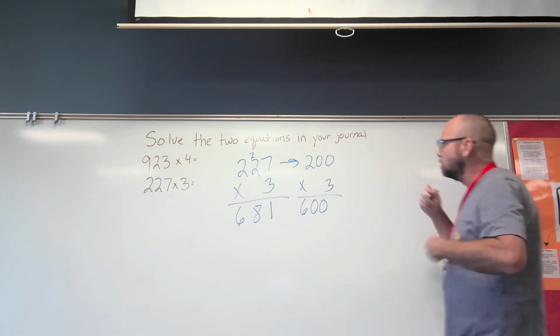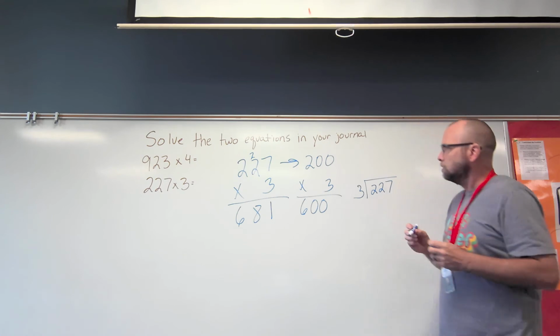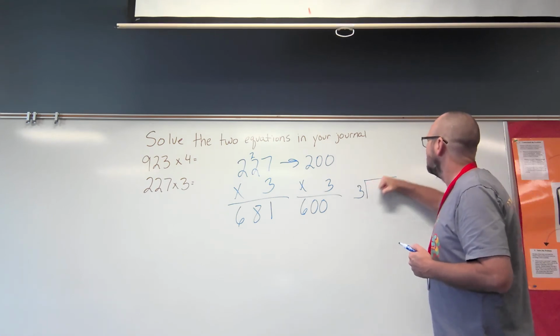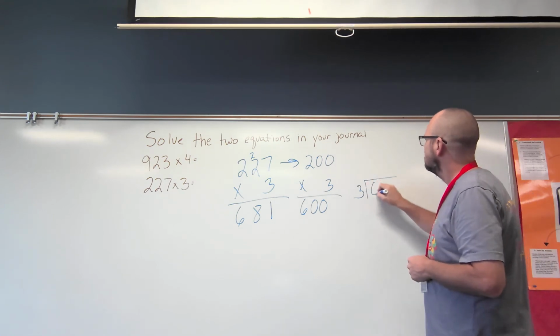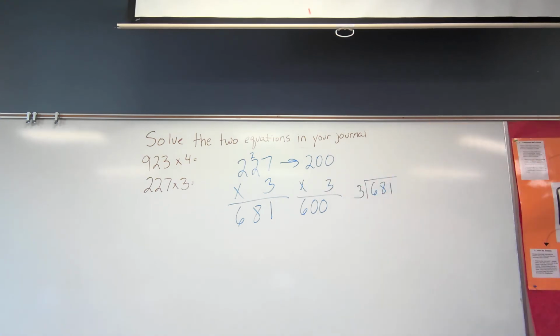I could check my work by dividing 681, my product, by my factor, and I could get the other factor.